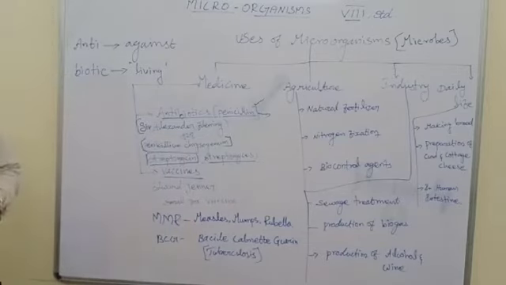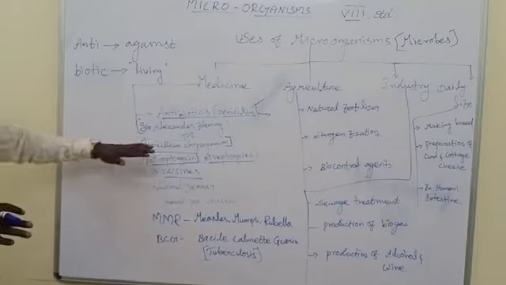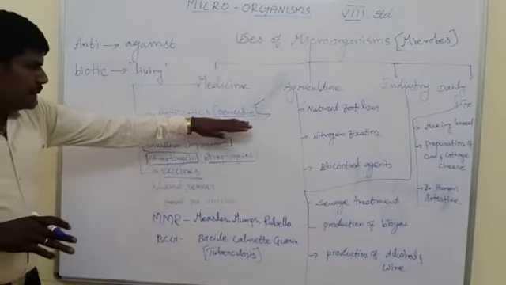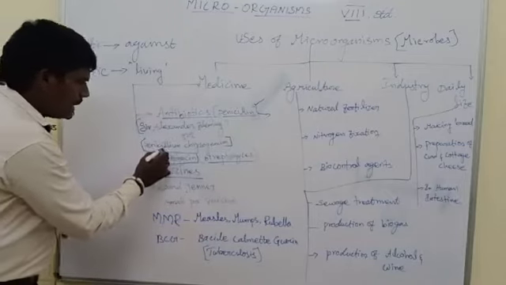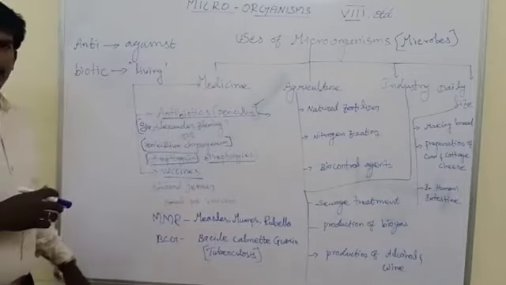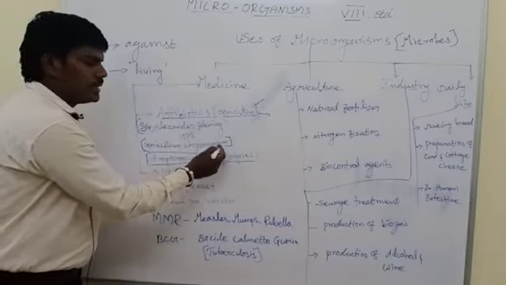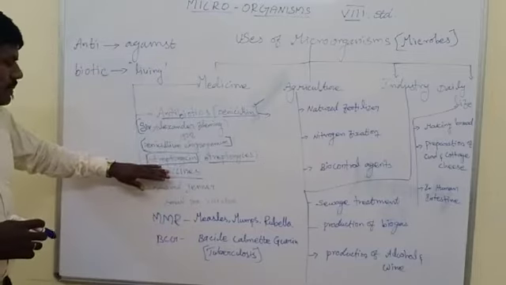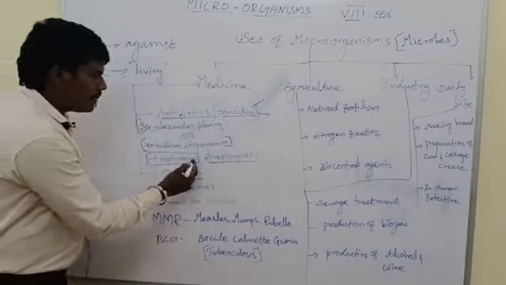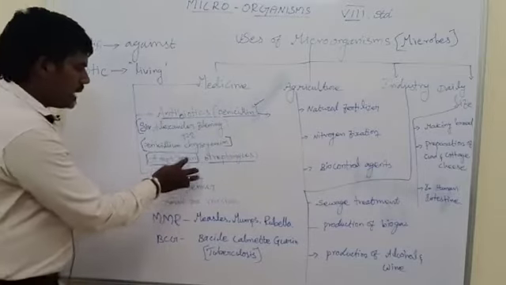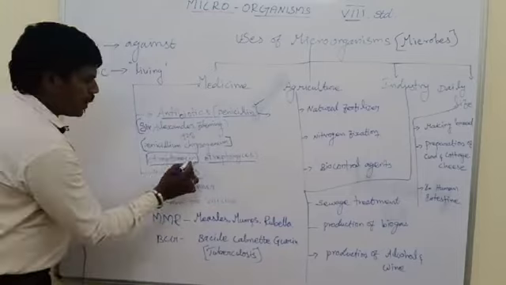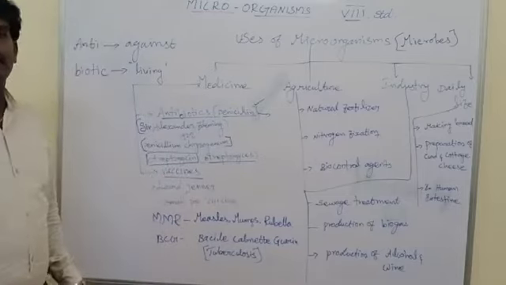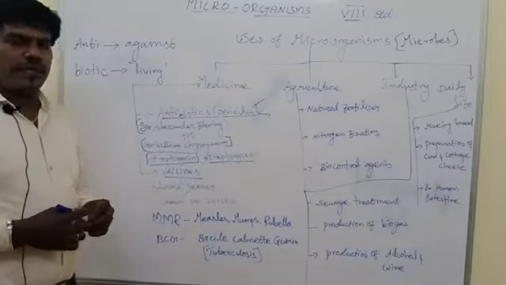This penicillin is obtained from a fungus. Which fungus? Penicillium chrysogenum. And streptomycin is also one type of antibiotic. This antibiotic is obtained from Streptomyces. It is utilized against bacterial diseases or bacterial infections.